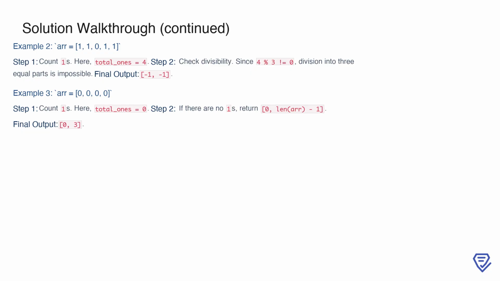Finally, we examine the array 0, 0, 0, 0. Counting the 1s gives us total_ones equals 0. If there are no 1s in the array, the problem simplifies. We can return [0, len(arr) - 1], which in this case is [0, 3]. These examples demonstrate how the solution handles different cases systematically, ensuring correctness for both valid and invalid scenarios.